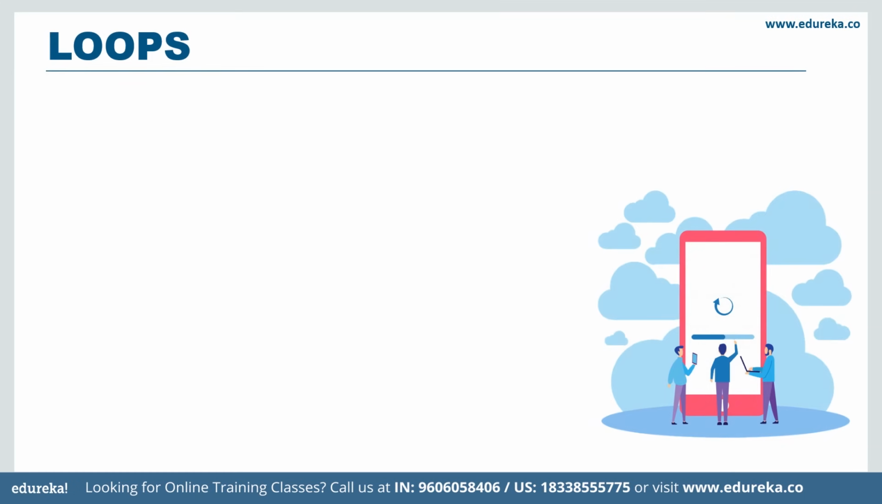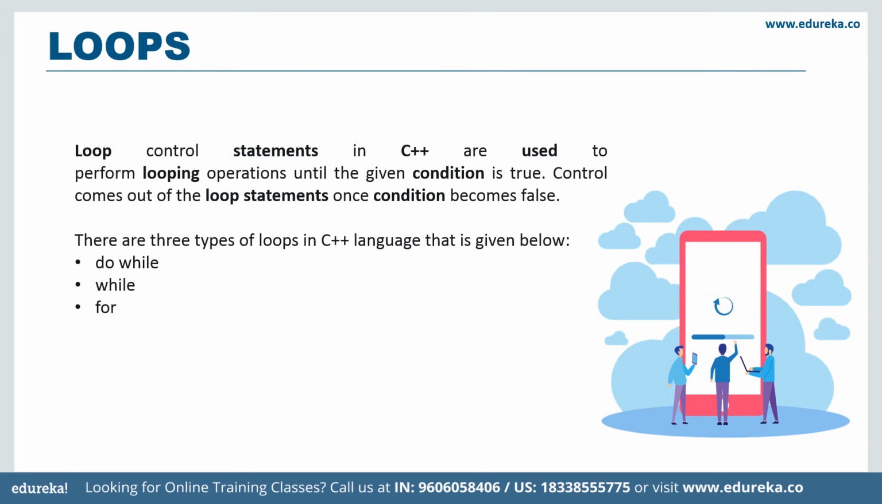So what are loops? Loop control statements in C++ are used to perform looping operations until the given condition is true. Control statements come out of the loop statements once the provided condition becomes false. So there are three different types of loops in C++ programming language. They are while loop, do while loop, and for loop. Let us understand each one of them in a much better way.